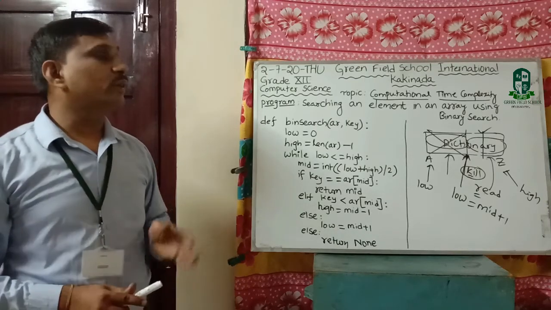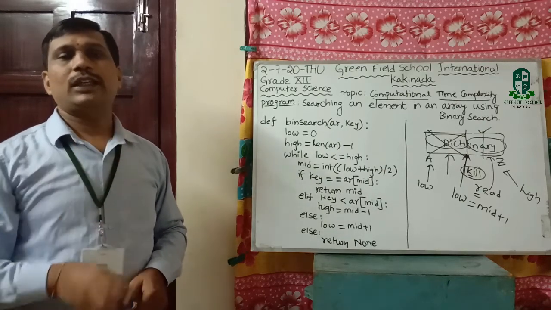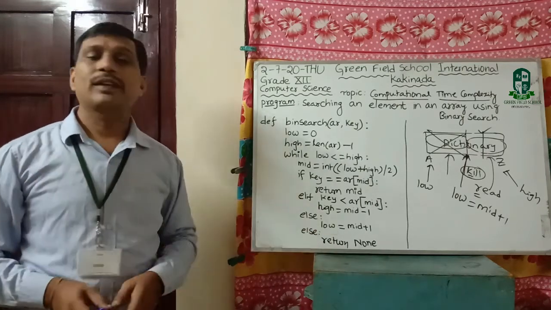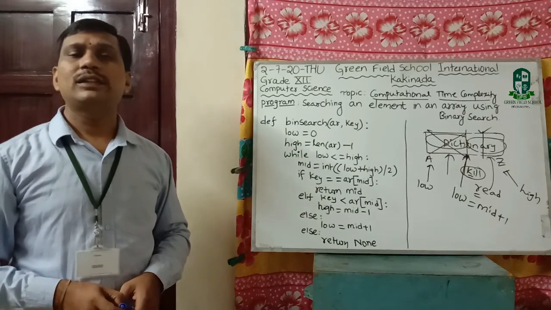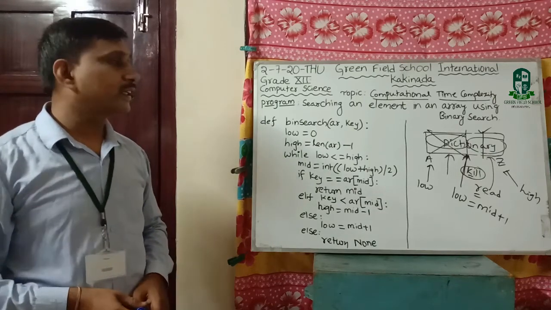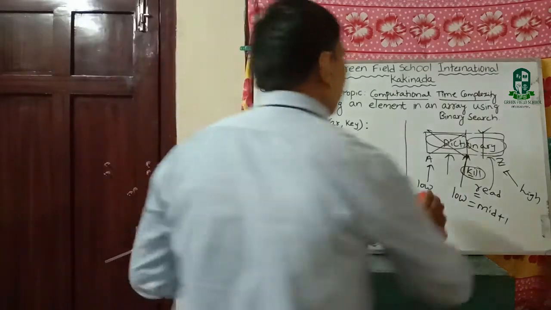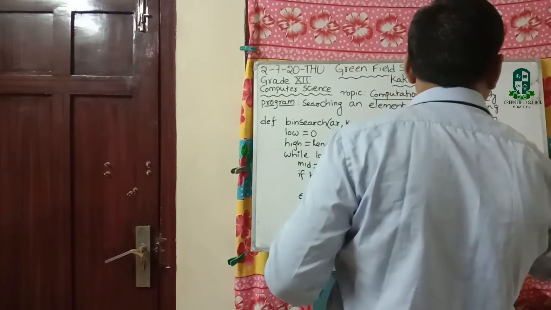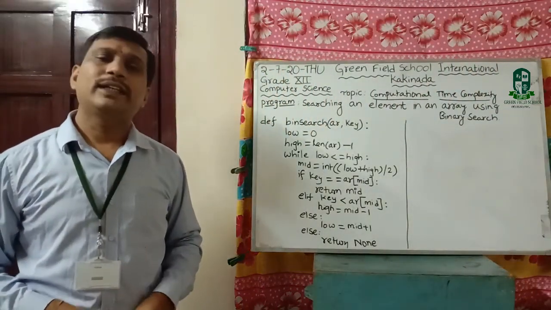In this way we divide a number of times until we reach the key element. Otherwise, if the key element is not found, then we display none. That means our key search element is not found in the list. We display that message. In this way we proceed. Okay, this technique. The best example for the binary search technique is searching for an element in a dictionary.